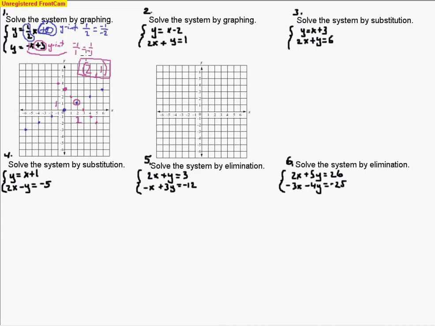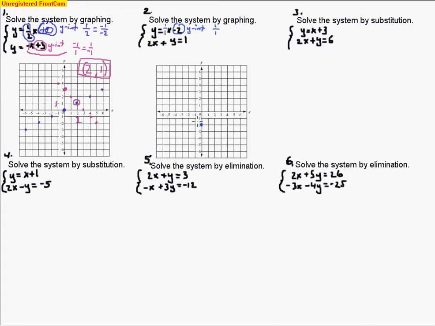Let's take a look at the next one. Now this one has 2 equations, but one's not in slope-intercept form, so we've got to be careful. We'll get to that one second. So see how y is by itself. This is in slope-intercept form. Our y-intercept is -2, so I'm going down 2 spaces on the y-axis. Our slope is the number in front of x, only when y is by itself. So the slope is 1 to 1.